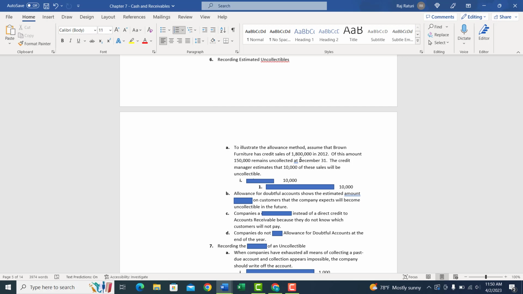To illustrate the accounts using the allowance method, assume that Brown Furniture has credit sales of $1.8 million in 2012. Of this amount, $150,000 remains uncollected until December 31st. The credit manager estimates that $10,000 of these sales will be uncollectible. So it would be allowance for doubtful accounts and then accounts.